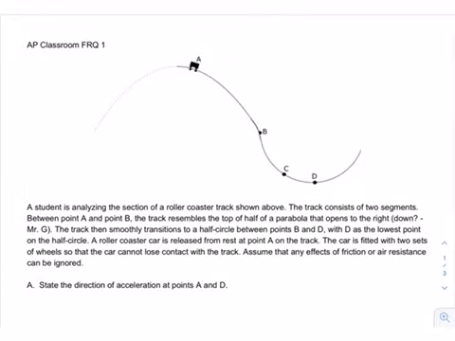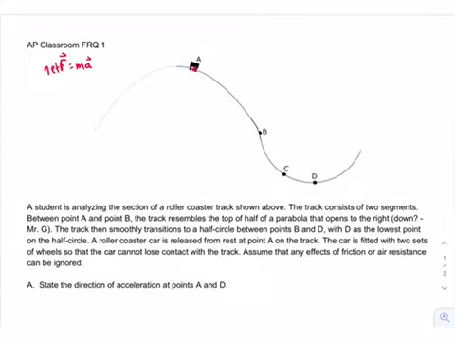Okay, so for this problem, what we want to do to think about the direction of acceleration is to think about the direction of the net force, right? Because we know that the net force is equal to ma. The net force is a vector, and so is acceleration. So if you have the direction of the net force, then you have the direction of the acceleration.